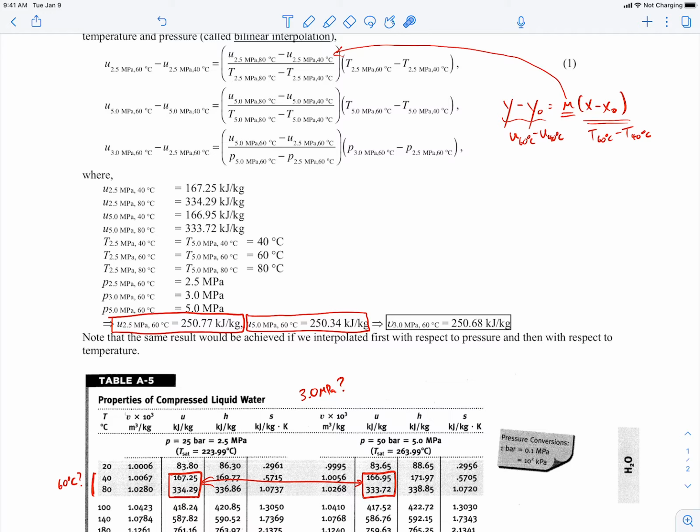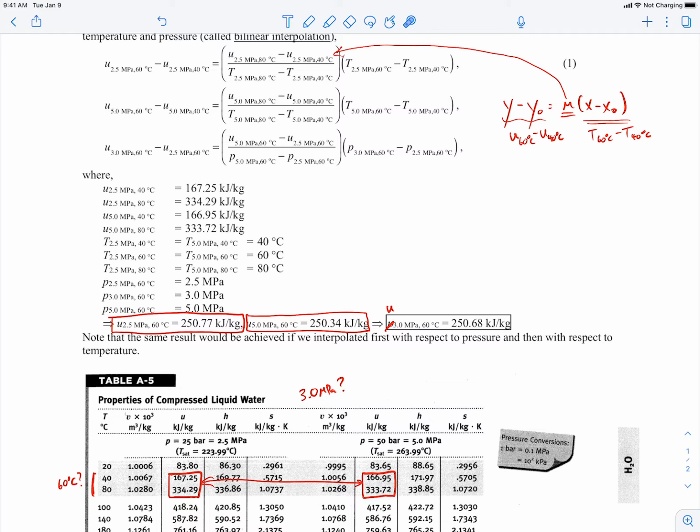Okay, so hopefully that all makes sense. We're doing two linear interpolations based on temperature, one for this table, one for that table, and then one linear interpolation between the pressures. And when you go through all that, we'll get that this should be a little u, the specific internal energy at 3 megapascals and 60 degrees C comes out to be 250.68. So it should be a value somewhere between these two, which indeed it is.